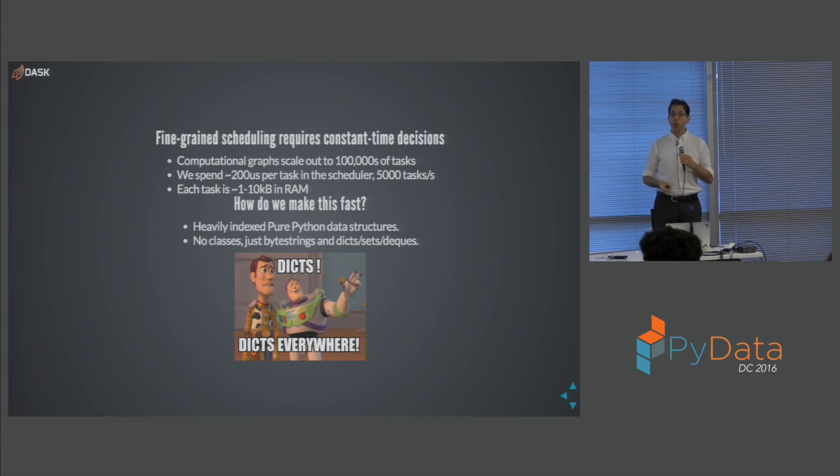In order to do this, we have to use just byte strings and core Python data structures, which are actually quite fast. Like the Python dictionary is only 5 times slower than the C++ standard library dictionary. Python is actually not bad at these things. As a result, also, the code is fairly intelligible. There's not a huge class hierarchy. If you know for loops and dictionaries and sets and a couple of the data structures, you can actually understand most of the policies that are inside of Dask.